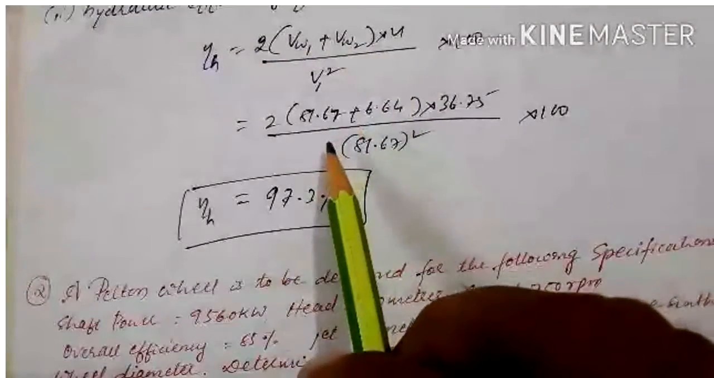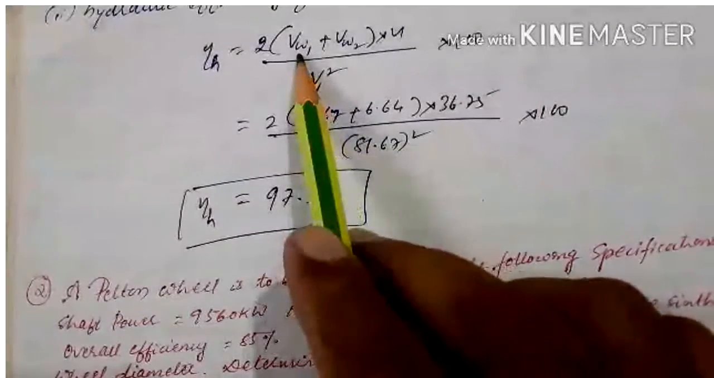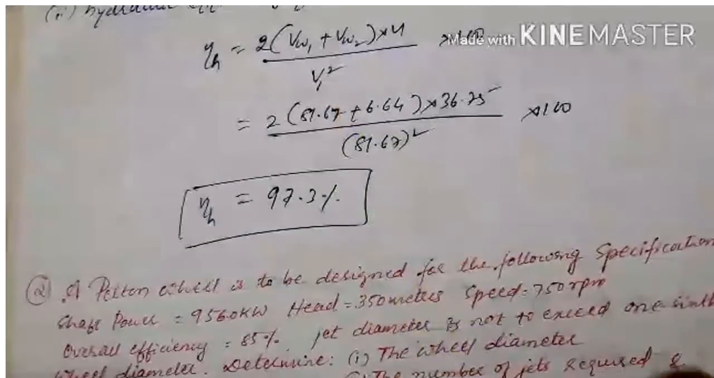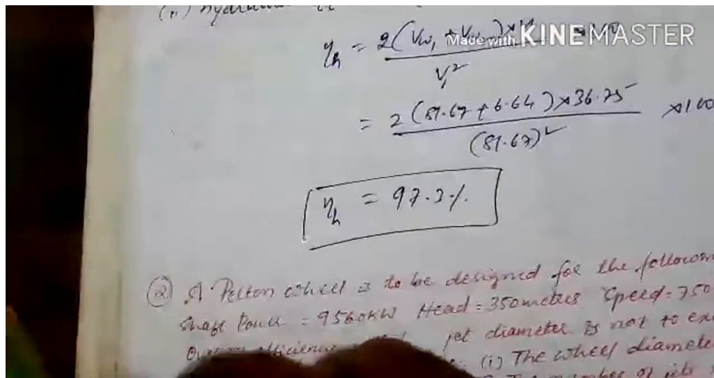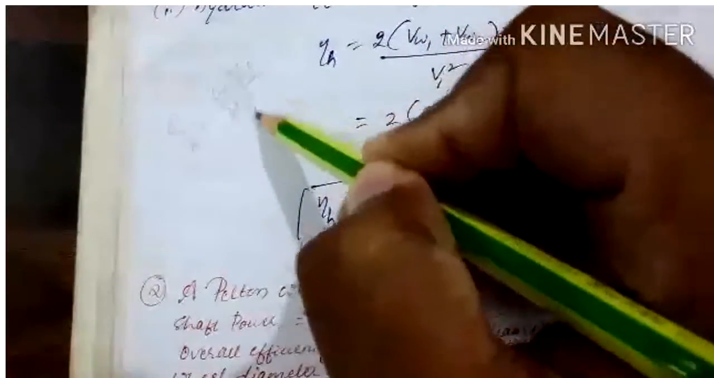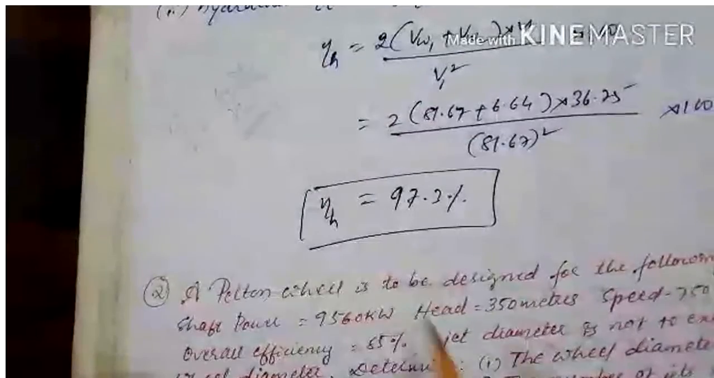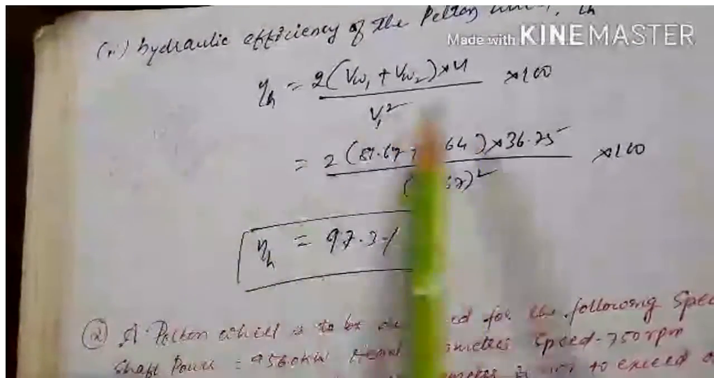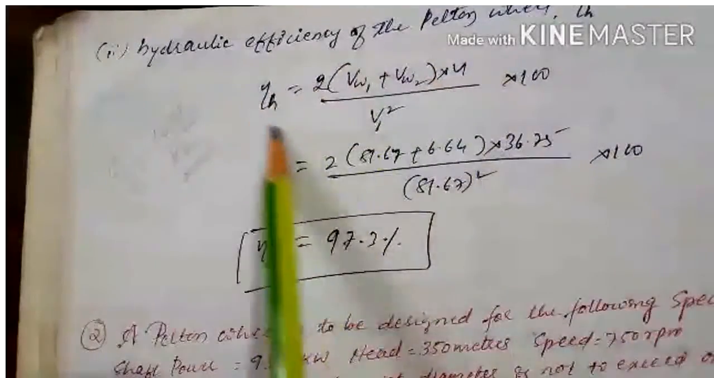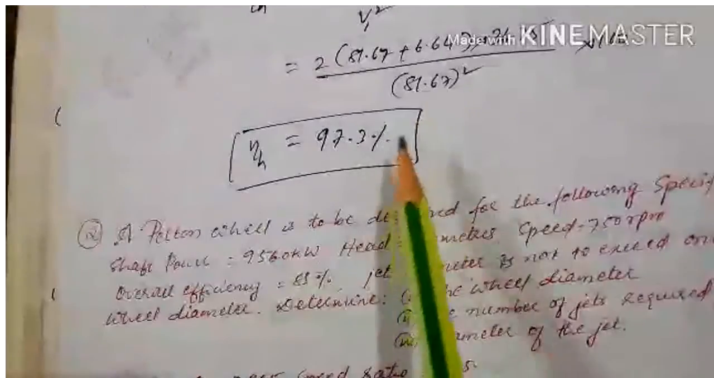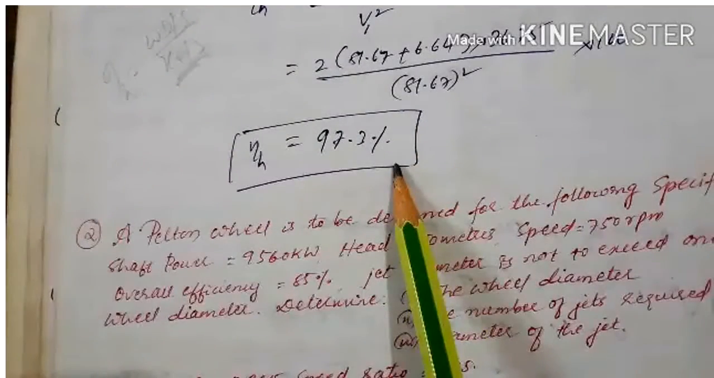I hope you understood this one. This is the work done per second. Or else, hydraulic efficiency you may calculate as work done per second divided by kinetic energy per second. Calculate work done per second and kinetic energy per second separately. When you substitute these two values, you will get this equation in the derivation. You know this formula, then substitute all the values here, then you will be getting hydraulic efficiency.